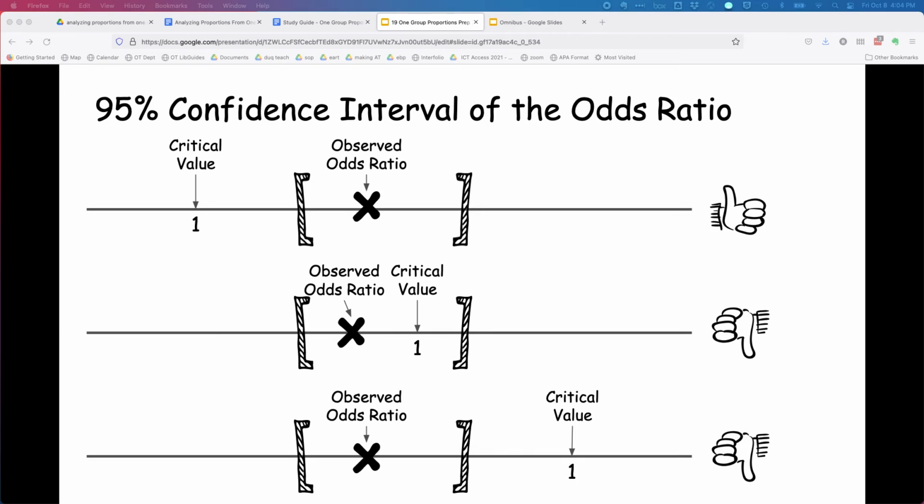We can also look at the confidence interval of the odds ratio. What we really want to see is an odds ratio greater than 1 and the confidence interval also greater than 1. If we have an odds ratio and confidence interval that includes the value of 1, then we can't say with 95% certainty that our odds ratio is greater than 1. The worst thing we could see is an odds ratio less than 1 and the confidence interval being less than 1, which means that we're 95% sure that our intervention decreases the odds of a successful outcome.